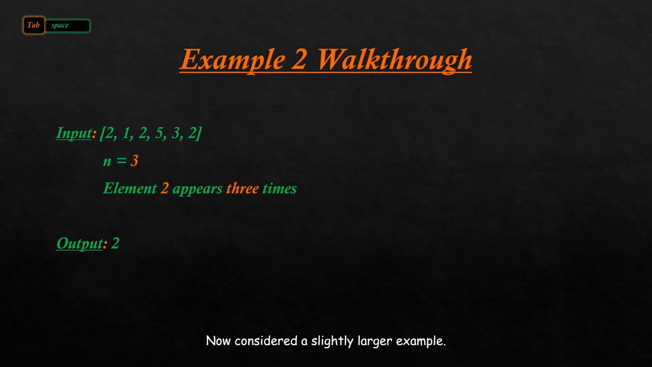Now consider a slightly larger example. The input is 2, 1, 2, 5, 3, 2. Here n is 3 and the array length is 6. The element 2 appears 3 times while every other element appears only once. Once again, the answer is the element with frequency n, which is 2. Even though the repeated values are not all adjacent, they still appear within a short distance of each other.